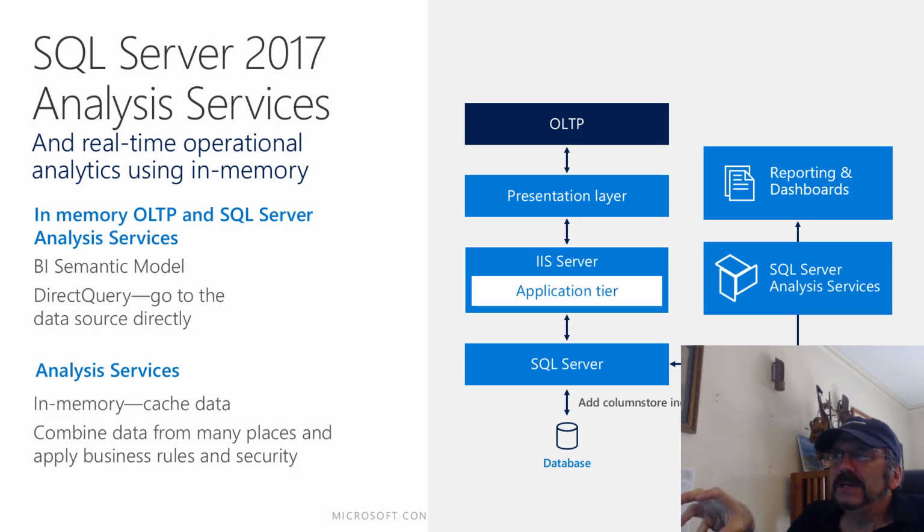So the OLTP data is instead fed into, and it can be other types of data as well, but it's fed into a process in which the data is, there's two ways to do this. So one way to do it is create a cube.